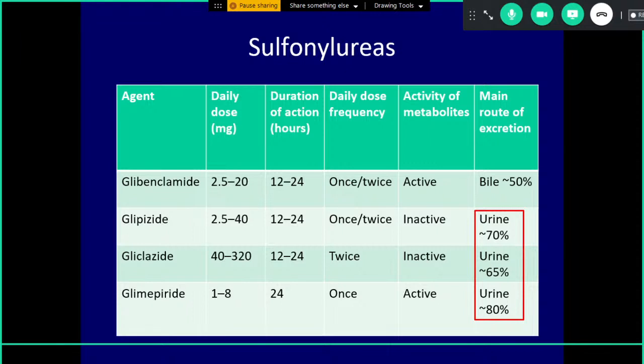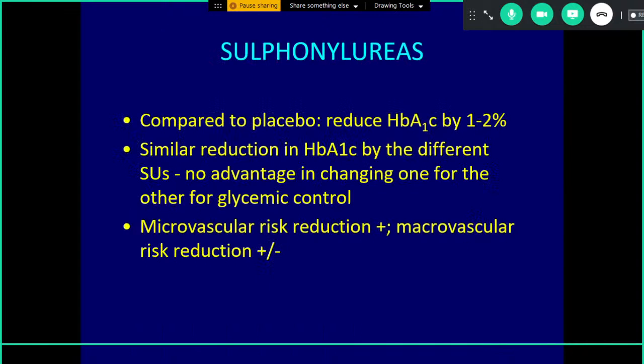Glibenclamide, about 50% is bile excretion, but it's actually very potent, and it's much more likely to cause hypoglycemia than all these other agents. And therefore, most people have now given up using glibenclamide, except in a younger population. It's the oldest of these agents. It's the cheapest of these agents. And therefore, in a young population, it has its own benefits.